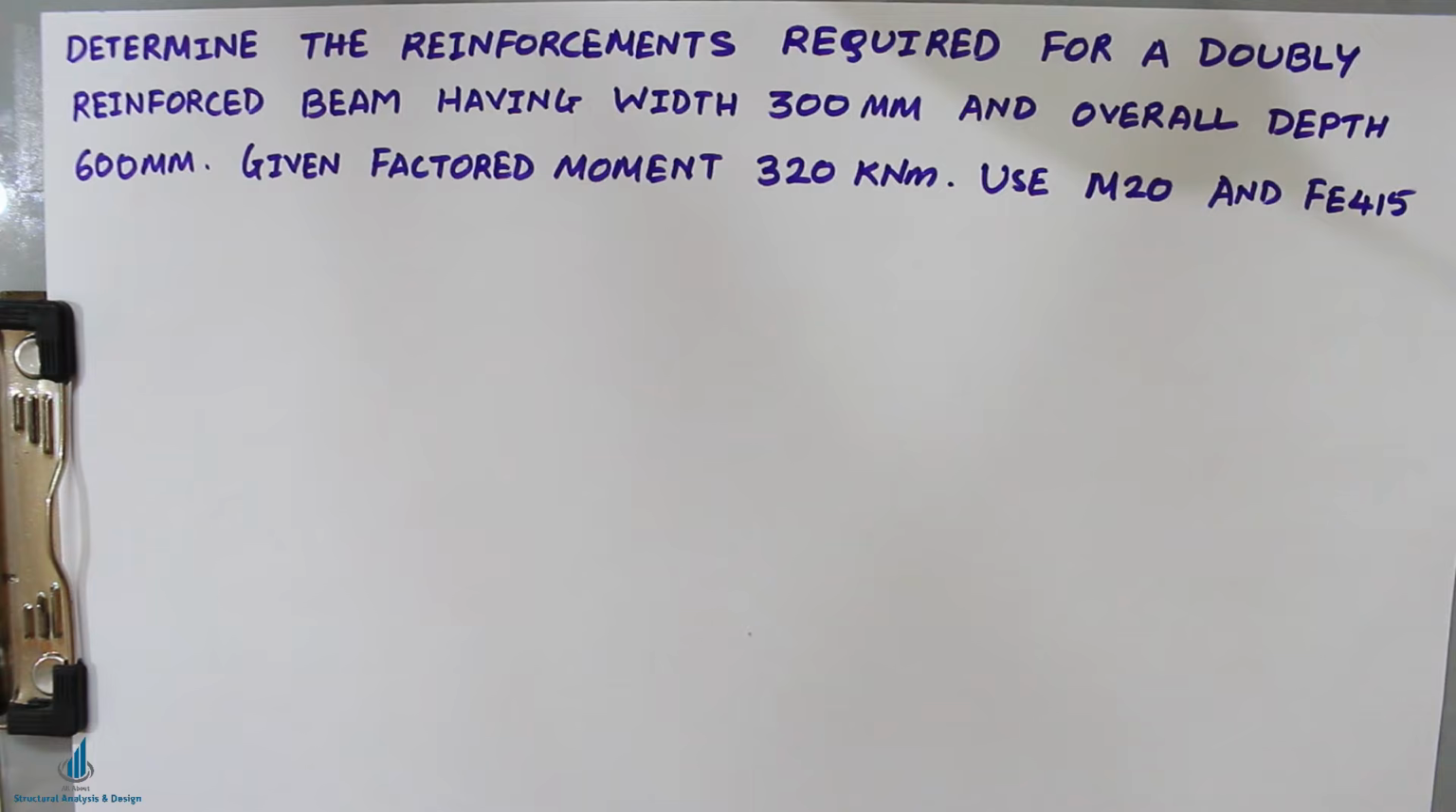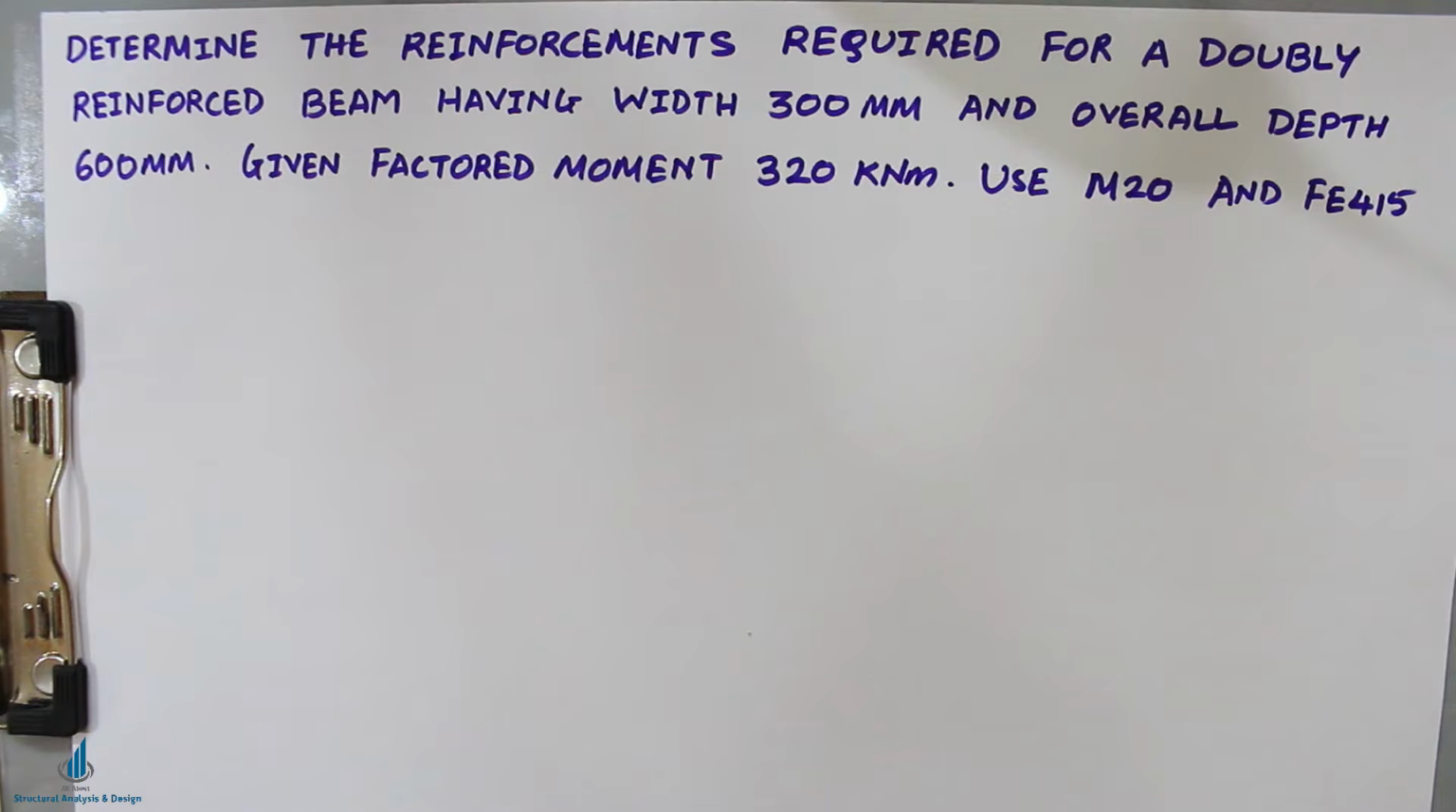The first type was when we need to calculate the ultimate moment of resistance when all the parameters were given. I will be sharing the link in the description box and also in the top I button. So you can check out that video and see how to calculate the ultimate moment of resistance when all the parameters are given.